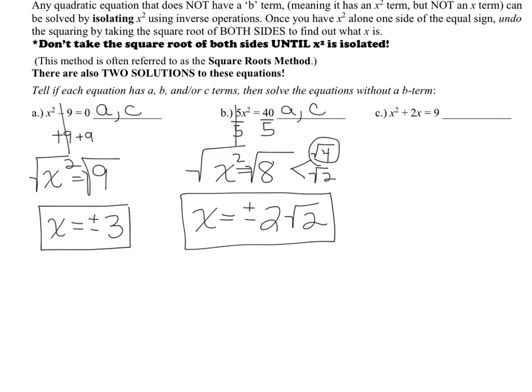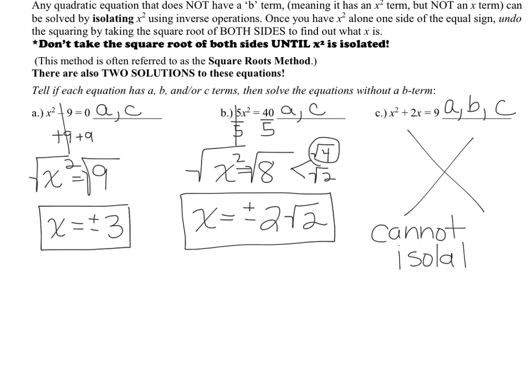Now let's take a look at letter C. So if you look, letter C has an x squared term, it has an x term, and it has a constant of 9. So this problem has an A, a B, and a C term. So because this problem has an A, a B, and a C term, we cannot solve using isolating. So we cannot isolate. So we're not going to solve this equation today. We're going to learn how to solve this equation tomorrow.